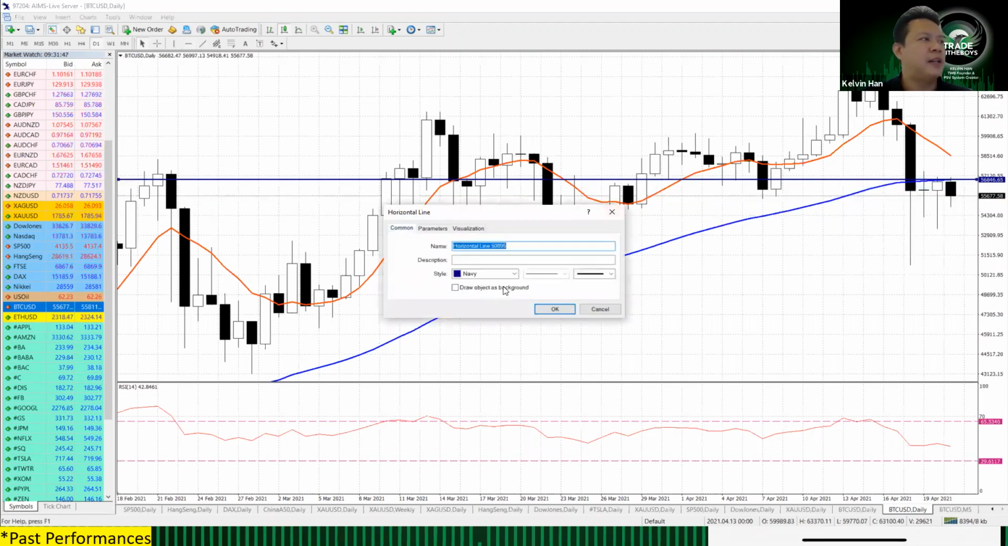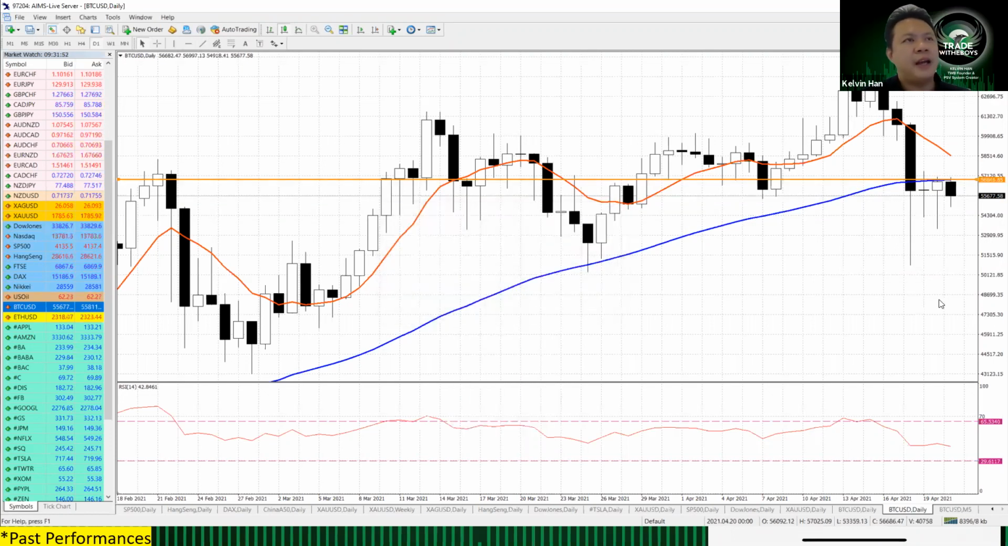All right, I'm going to just change the color a little bit to make it clearer for everybody. Basically it's right at 56,800. It seems to be a very strong so-called resistance at the moment for Bitcoin, at about the 56,850 level. Okay, so you've got an idea now? Yeah, indeed. So that is using this one.